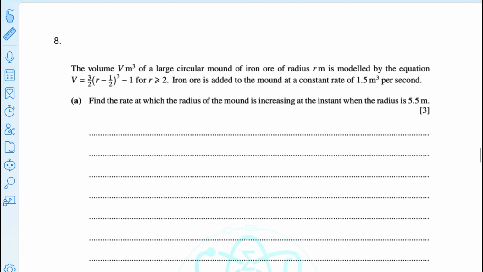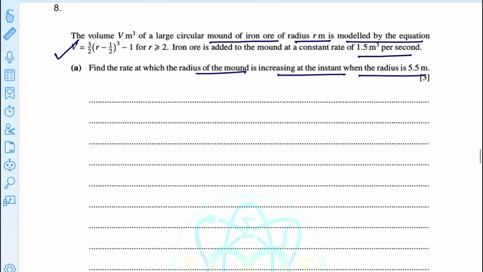Okay, now moving to question number 8. Question number 8: the volume V of a large circular mound of iron ore of radius r meters is modeled by the equation given. Iron ore is added to the mound at a constant rate of 1.5 meter cube per second. Find the rate at which the radius of this mound is increasing at the instant when the radius is 5.5 centimeters.